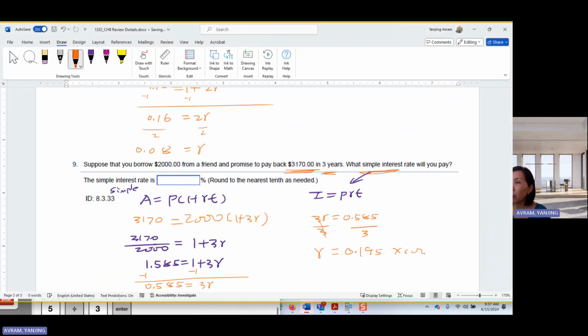Okay, so that will give you 0.195. Multiplied by 100%, so move 2 digits to the right. So that will give you 19.5%. Okay. So if you promise to pay back this $3,170 from borrowing 2,000, you are paying 19.5% as the simple interest rate.